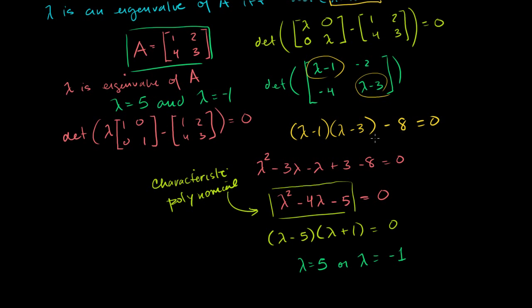Now, that only solves part of the problem, right? We know we're looking for eigenvalues and eigenvectors. We know that this equation can be satisfied with lambdas equaling 5 or -1. So we know the eigenvalues, but we're yet to determine the actual eigenvectors. So that's what we're going to do in the next video.